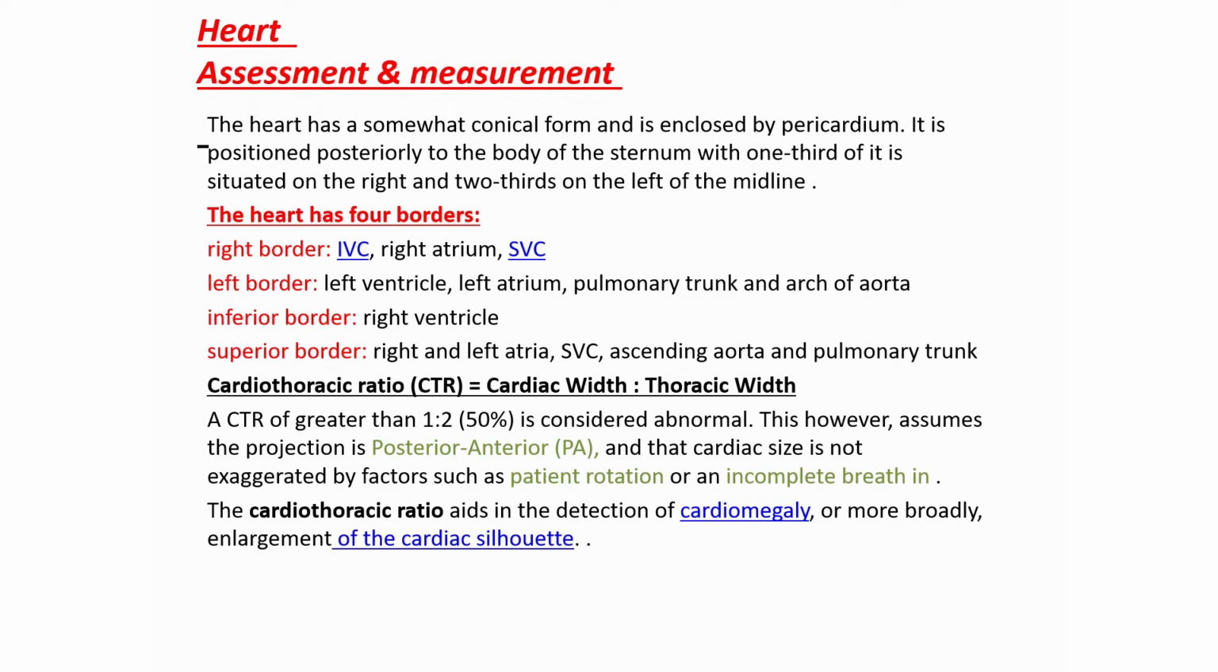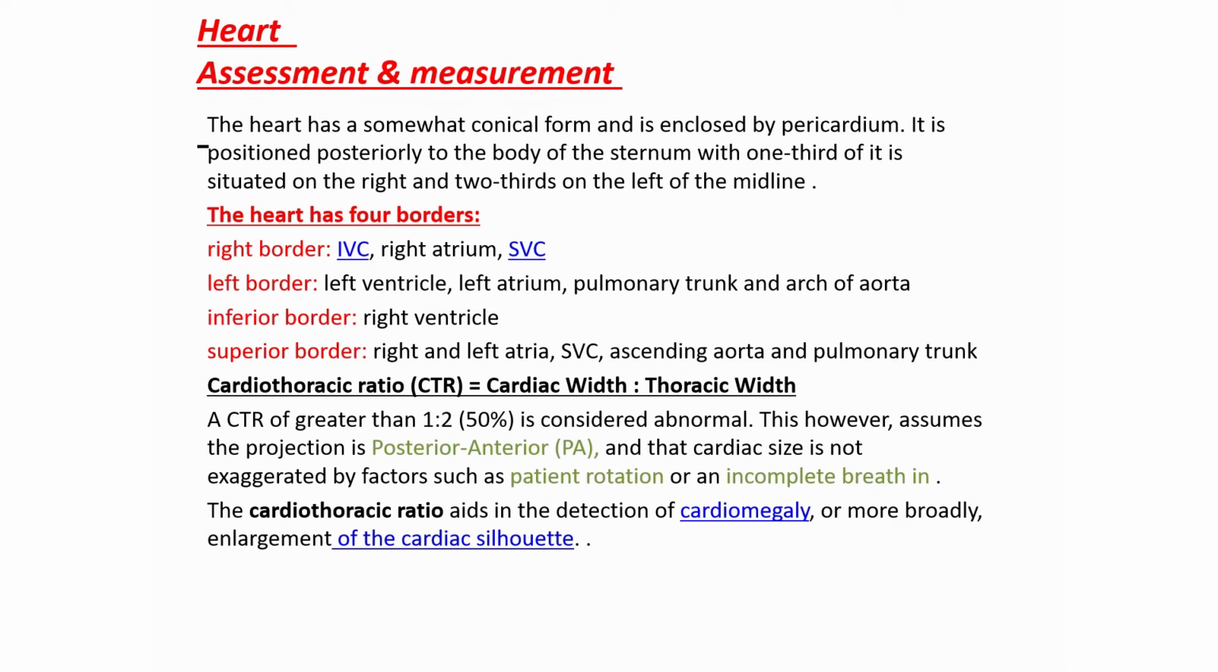The right border, which is IVC, right atrium, superior vena cava. Left border consists of left ventricle, left atrium, pulmonary trunk, and arch of aorta. Inferior border from the right ventricle, superior border is the right and left atrium, superior vena cava, ascending aorta, and pulmonary trunk. I mean that the main arteries form the superior border.